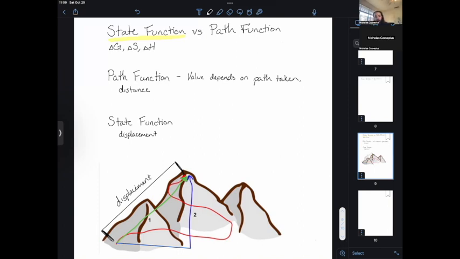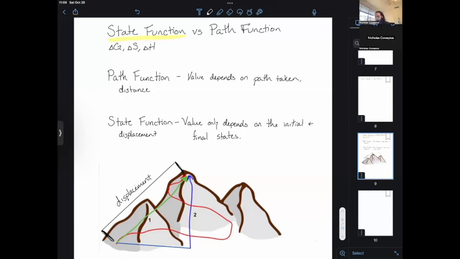And so regardless of the path taken, all of these hikers had the same displacement. They all started at the same place and all finished at the same place, right? So the state function does not depend on the path taken. We can say the value only depends on the initial and final states. In this case, those states were position.